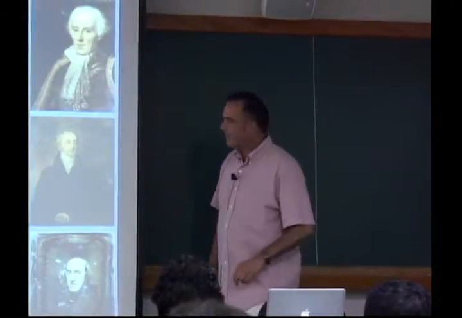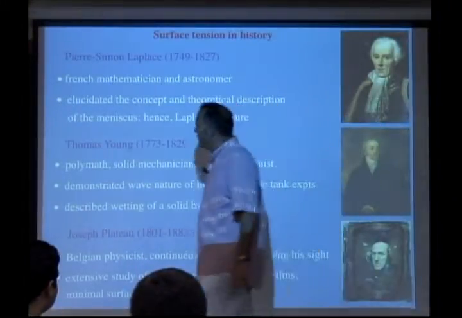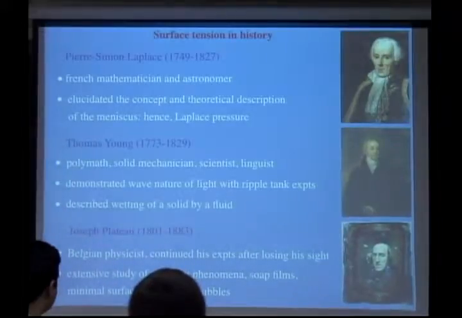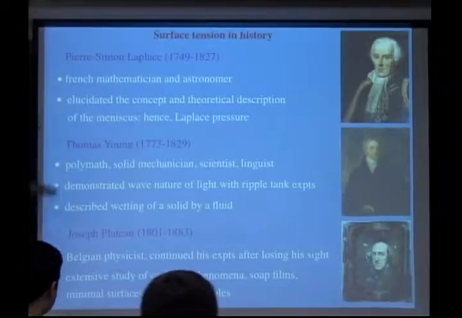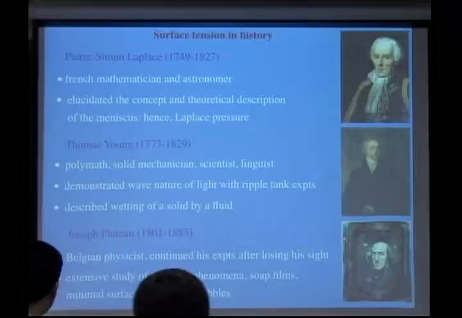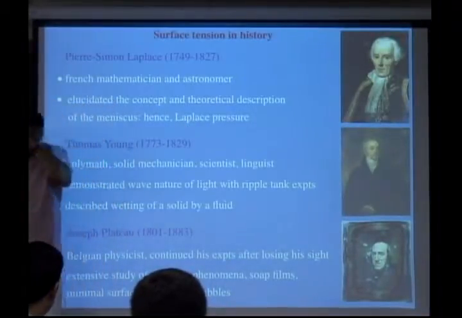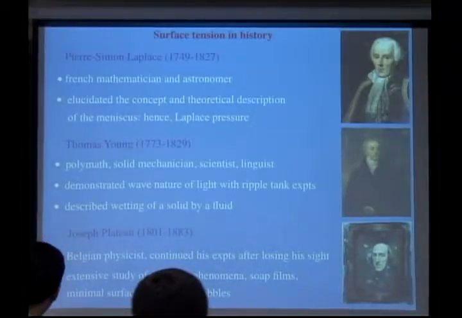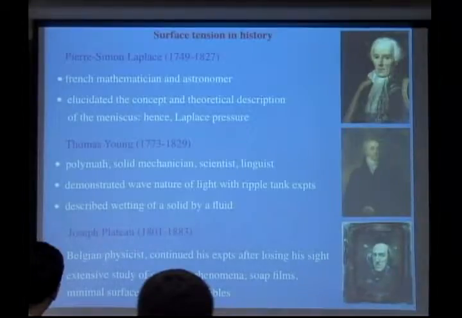So now things start getting a little more serious, and people start writing down equations. Laplace was a French mathematician and astronomer, and he looked at the meniscus. So the meniscus is the shape of an interface when it adjoins a solid, and I often call this a curvature pressure, or Laplace pressure, a pressure that arises as you cross an interface, and it's proportional to both the surface tension and the local curvature of the interface. And this is called, again, the Laplace pressure.